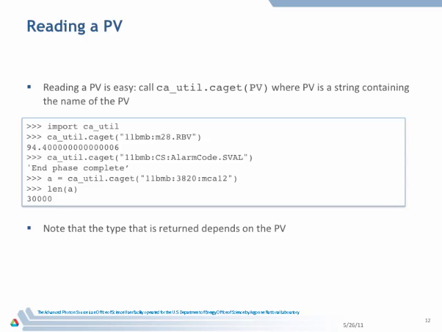Okay, this one is reading from my MCA, my multi-channel scalar, and I get back an array that was too big to print out. So the information you're going to get from a caget is going to depend on what type of PV you're reading. That's not a problem because you're not going to be reading PVs at random. You're going to read a PV for a particular purpose.